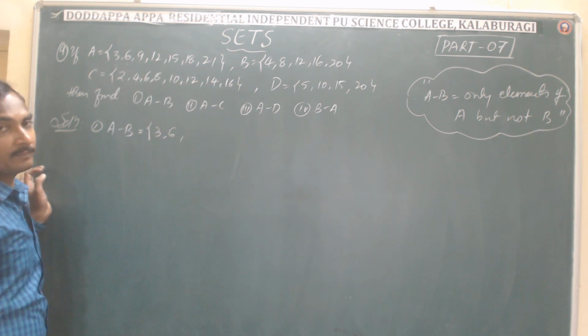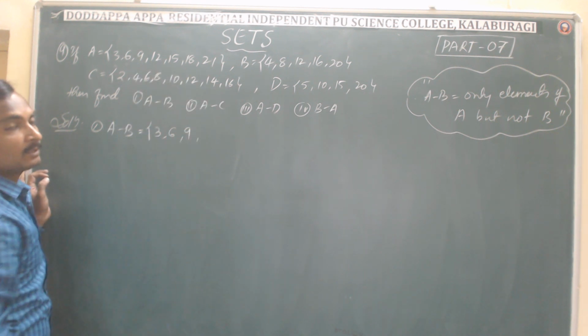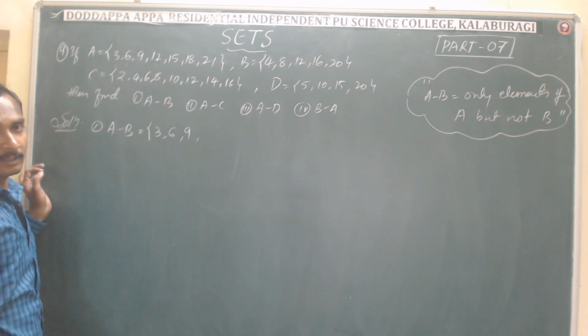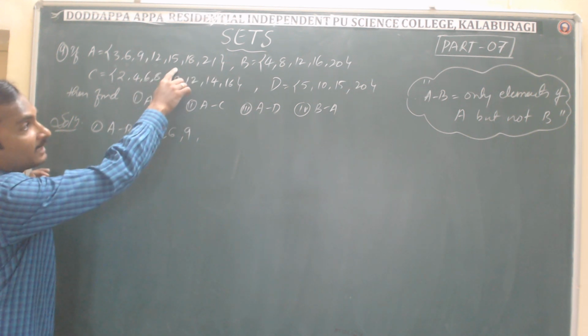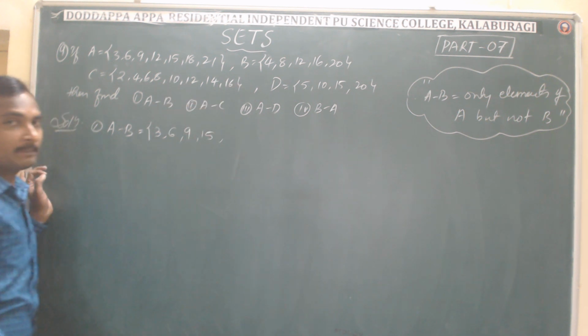6 is the element of A minus B. 9 is the element of A but not B. 9 is the element of A minus B. 12 is the element of both the sets, therefore it is not an element of A minus B. 15 is element of A but not B. 15 is the element of A minus B.